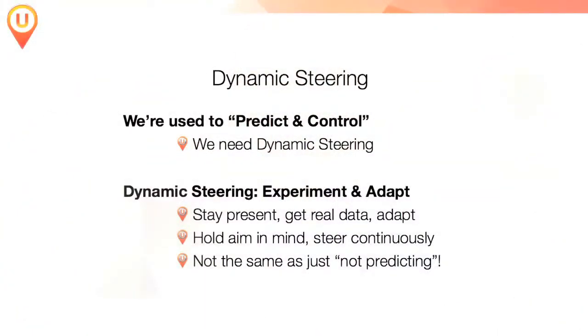So in dynamic steering, the key is to experiment and adapt. We stay present the whole time with what's going on now, get the data from the present moment, and then that data informs how we move forward. As we're riding our bike, we see something coming our way, that gives us information, and then we know what to do next to be able to avoid that obstacle and keep moving in the right general direction.